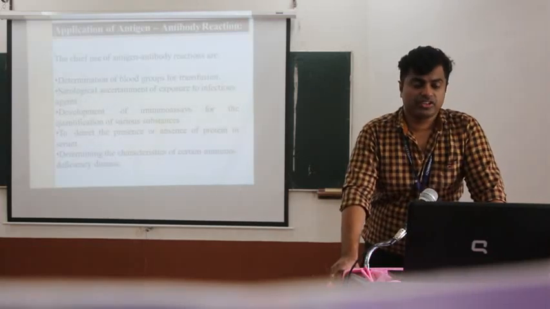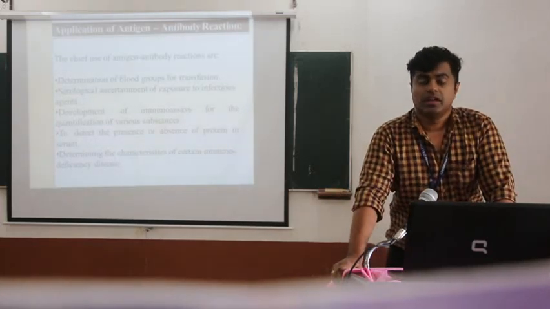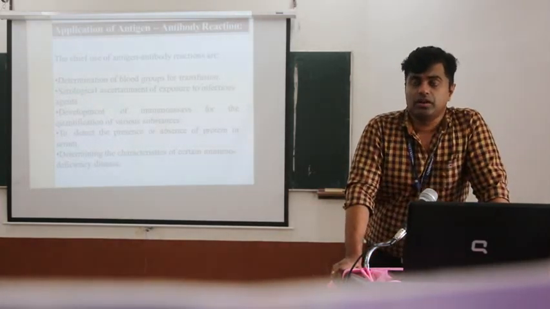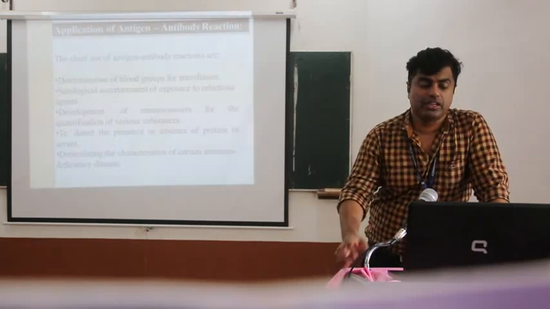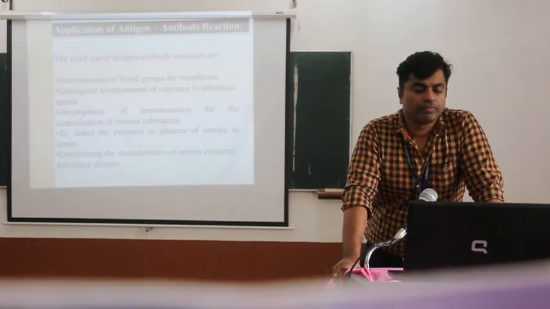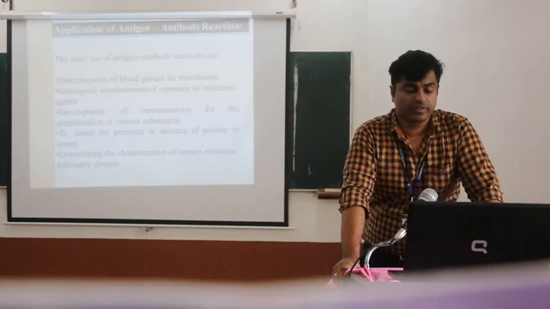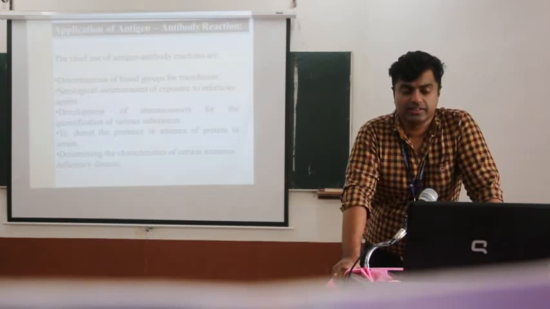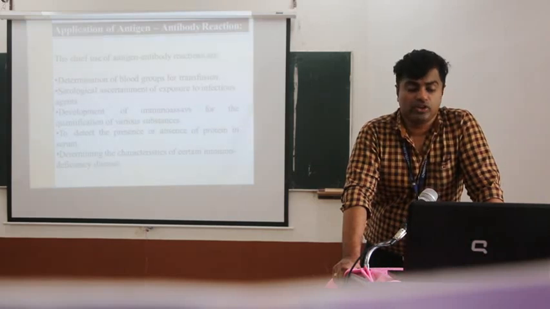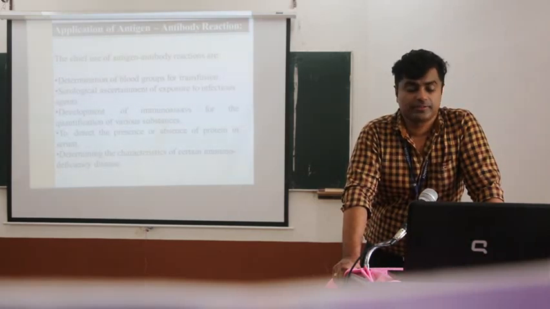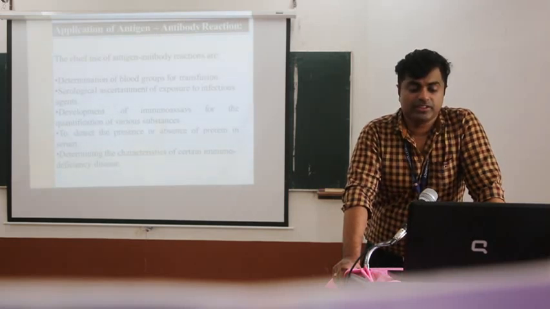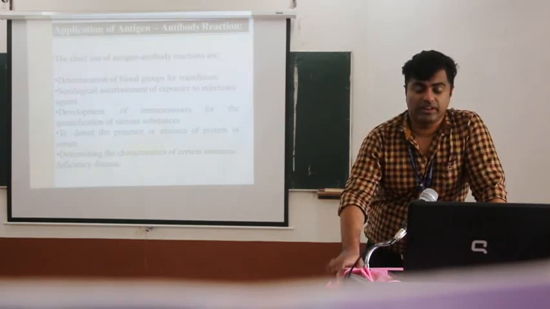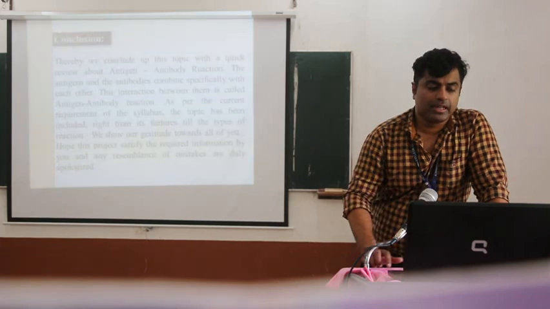And coming to the applications of antigen-antibody reaction, there is a vast number of applications: determination of blood groups, blood transfusion, serological ascertainment of exposure to infectious agents, development of immunoassays for the quantification of various substances, detecting the presence or absence of protein in the serum, for determining the characteristics of certain immunodeficiency diseases, etc.